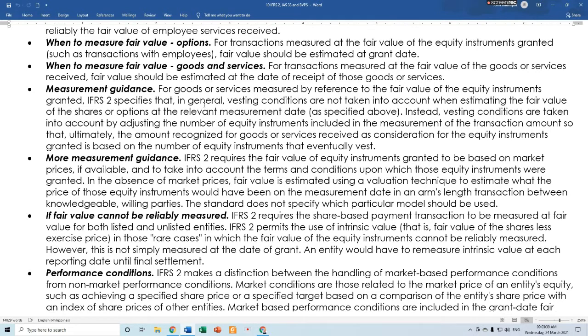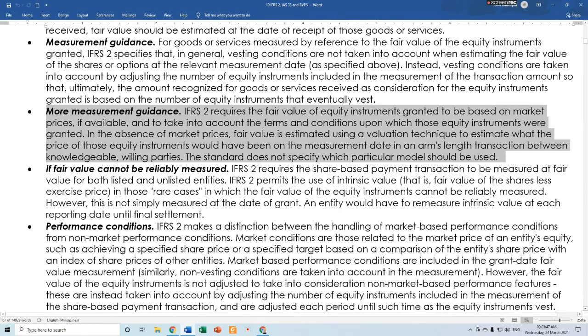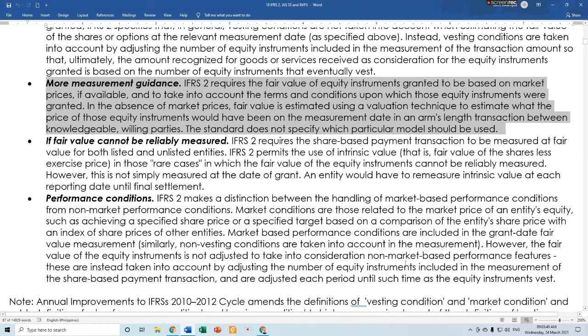Okay? So we go to the other measurement guidance. Ito naman. Okay, other measurement guidance natin. Okay. So sabi doon, IFRS 2 requires the fair value of equity instruments granted to be based on market prices if available and to take into account the terms and conditions upon which those equity instruments were granted.